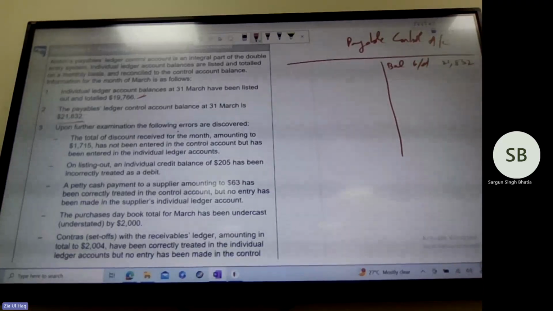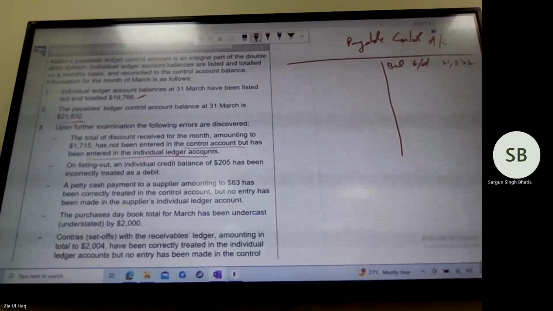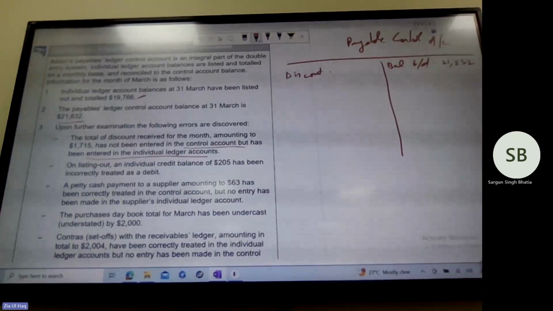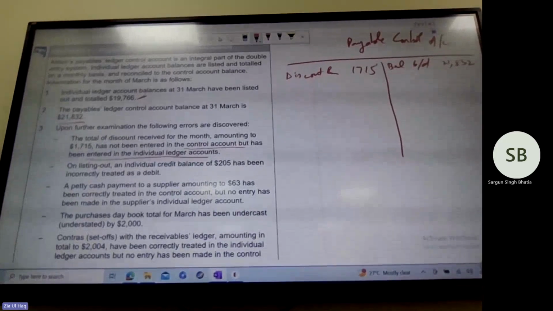Upon further examination, the following errors are discovered. The total of discount received for the month amounting to 1715 has not been entered in the control account, but has been entered in the individual ledger account. This means there is error in control account. Mean this discount received has not been recorded. So we can record where we record the discount received on debit side, because payable debit, discount received income credit, with how much amount? 1715. Because there is error in control account, not in individual account.